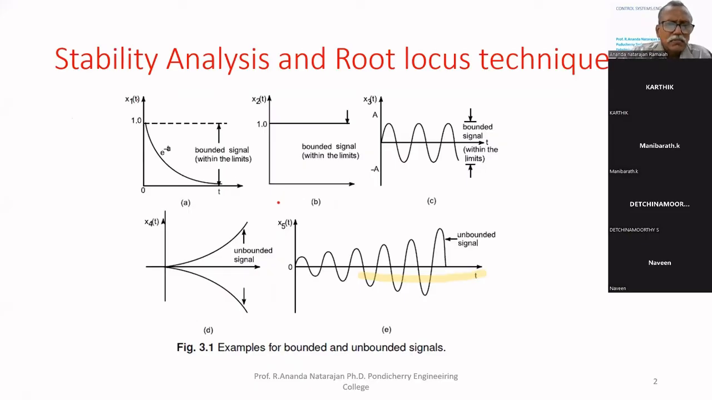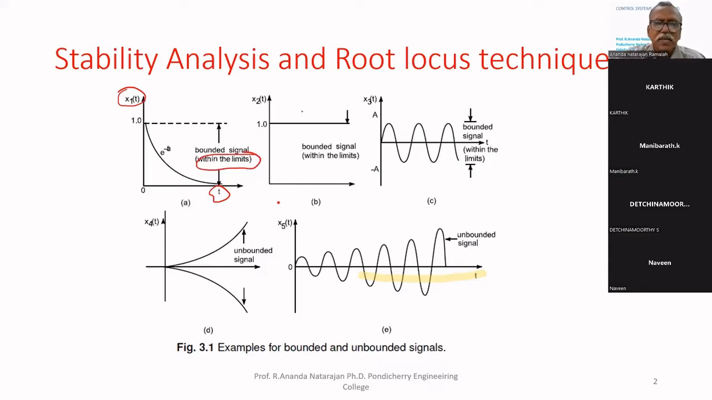Here, this x1 of t is the output. The x-axis is time, the y-axis is output, x1 of t. The output decreases and finally settles at 0. So this signal can be called a bounded signal. It has limits, within that limits, so bounded signal.